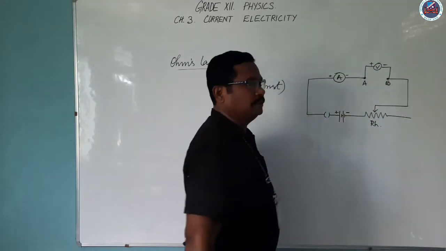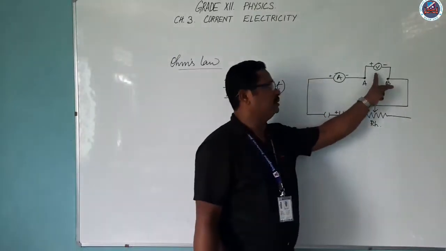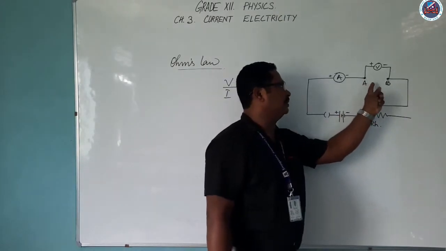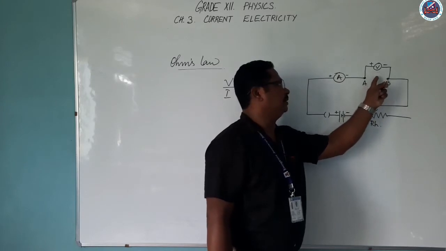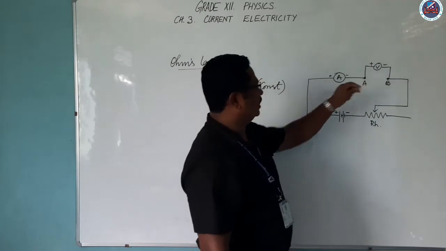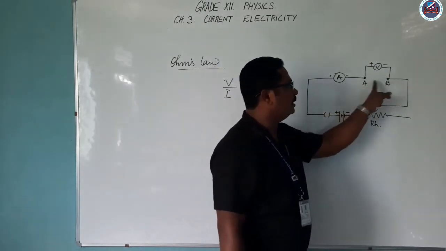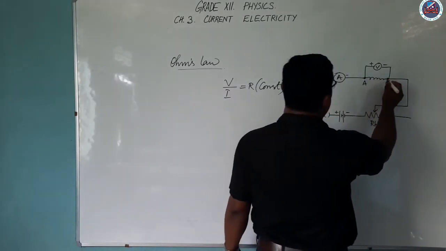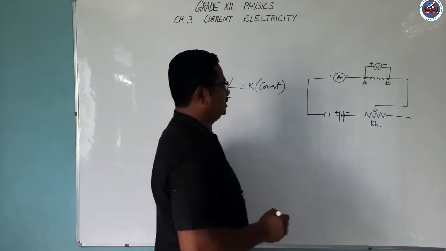Ammeter is an instrument to measure electric current, and voltmeter is an instrument to measure potential difference. Suppose I want to know the potential difference between the two ends A and B, then I will connect the voltmeter in parallel with AB, and the ammeter is in series. Ammeter is connected in series with the conductor whose resistance I want to know. Let me take the conductor like this. AB is a wire. I want to know the resistance.